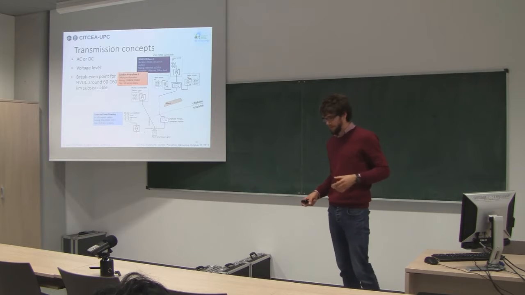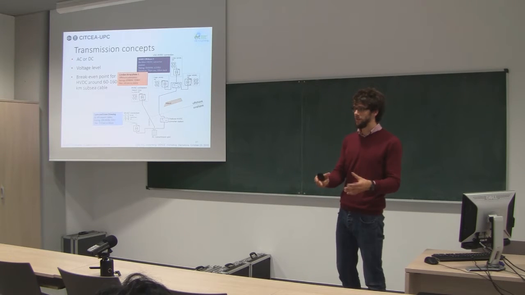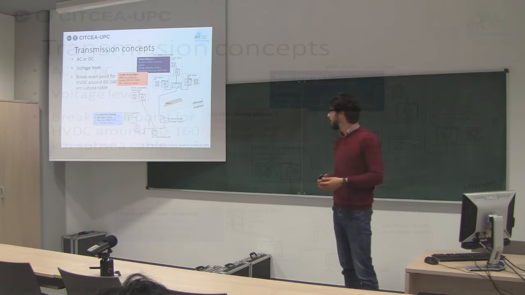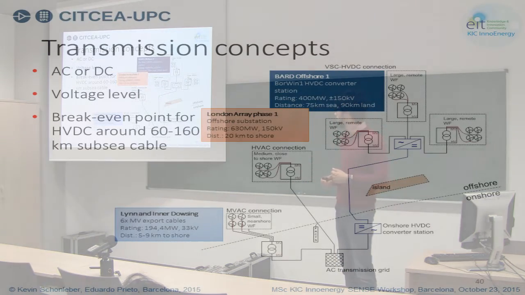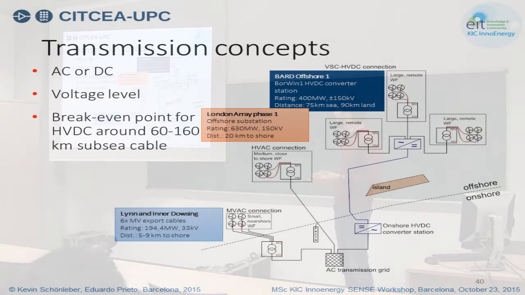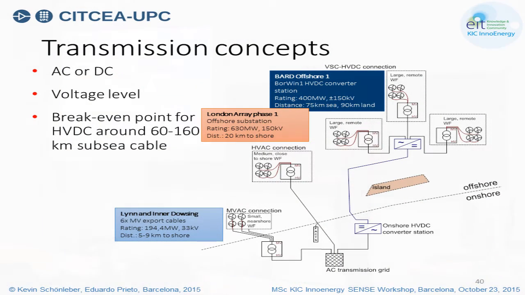So if you have a wind farm offshore, then you want to connect it to the main grid, and then depending on the project size, on the distance to shore and so on, there's a break-even point where you don't use AC connection anymore, but you use HVDC. The main reason is that very long AC cables produce a lot of reactive power, and you can't compensate it anymore. It's just technically and economically not viable anymore.